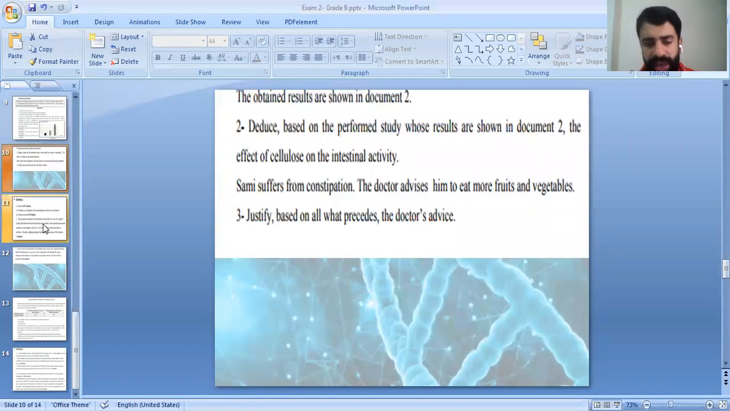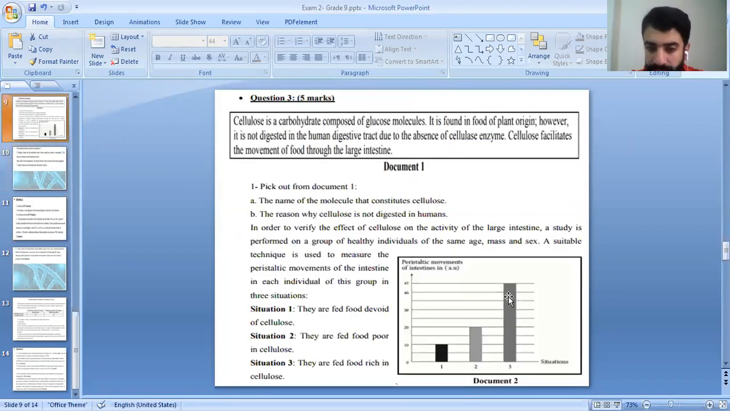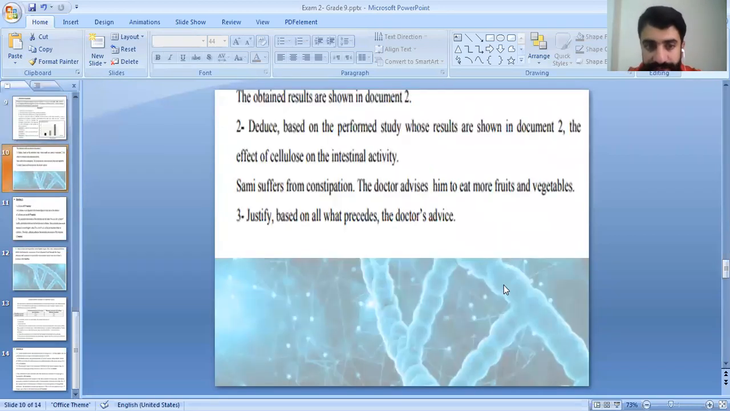The results are deduced based on the performed study, whose results are shown in document 2, the effect of cellulose on the intestinal activity. So as I said, whenever we have a high amount of cellulose, the peristaltic movement acts well, and we have the facilitating of the peristaltic movements in the intestines.